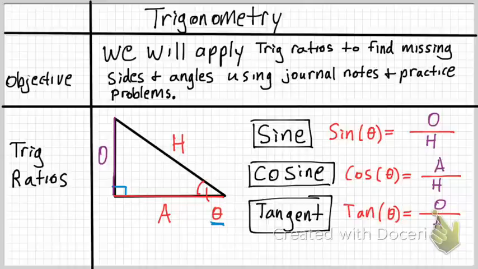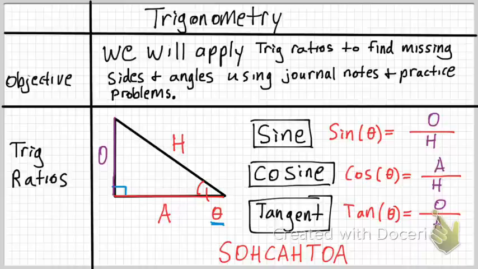All right, and so between these, what we have is this nice little memory device where if you want to memorize these, probably the easiest way is to give yourself a memory device like this. But the one that I used growing up was SOHCAHTOA. And it's kind of a weird sounding word, but it's got all of your letters in here, right? Sine is the opposite over hypotenuse. Cosine is the adjacent over the hypotenuse. Tangent is the opposite over the adjacent. So if you can just remember that, that will help you a little bit with these.